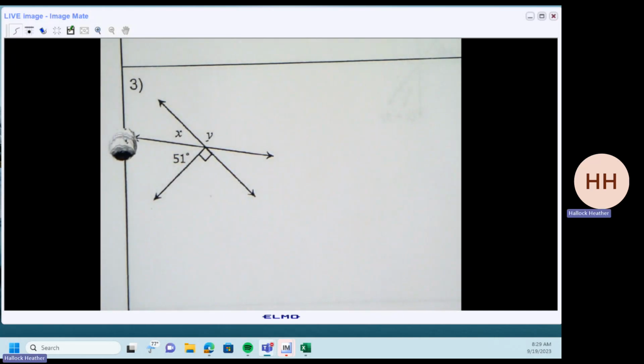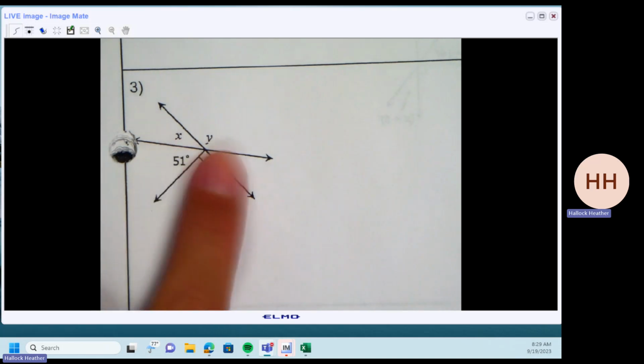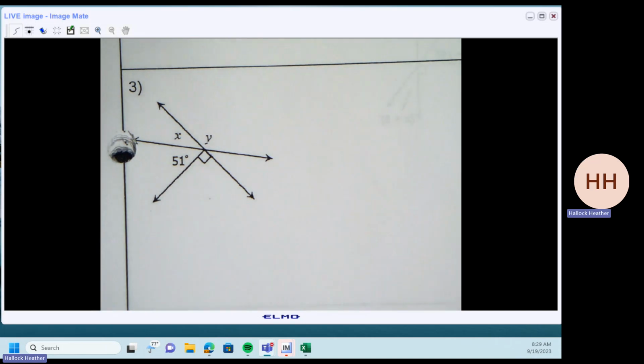my hint to you is first find X and then let X help you find Y, because we're gonna have to find 2 things today. We have 2 missing variables. We have to find X and Y. So my hint to you is always try to find X first and then try to find Y.